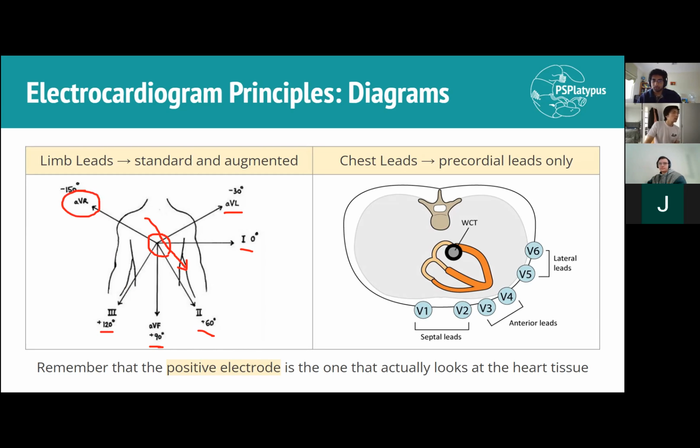In fact, it's pretty much the complete opposite of where the conduction is going, which is why when everything else looks positive, because stuff is going towards it, AVR will look negative. So hopefully that clarifies any confusions anyone may have had. So that's why AVR can be a bit tricky.